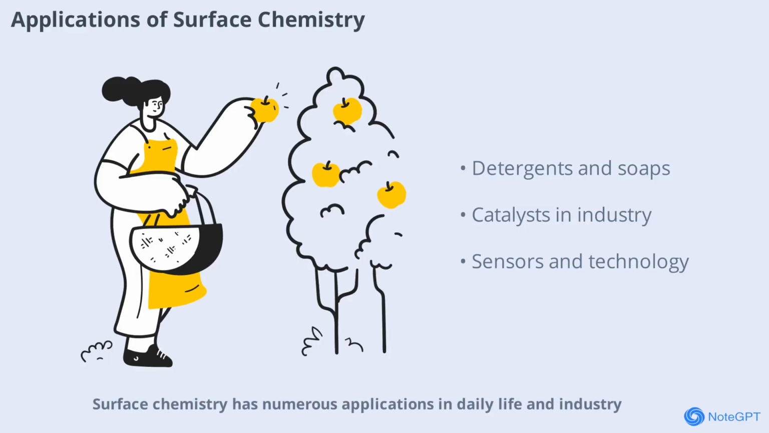Surface chemistry has numerous applications in daily life and industry. From detergents and soaps to catalysts and sensors, understanding surface phenomena helps us design better products and processes. We'll highlight some key applications and their impact on technology and the environment.